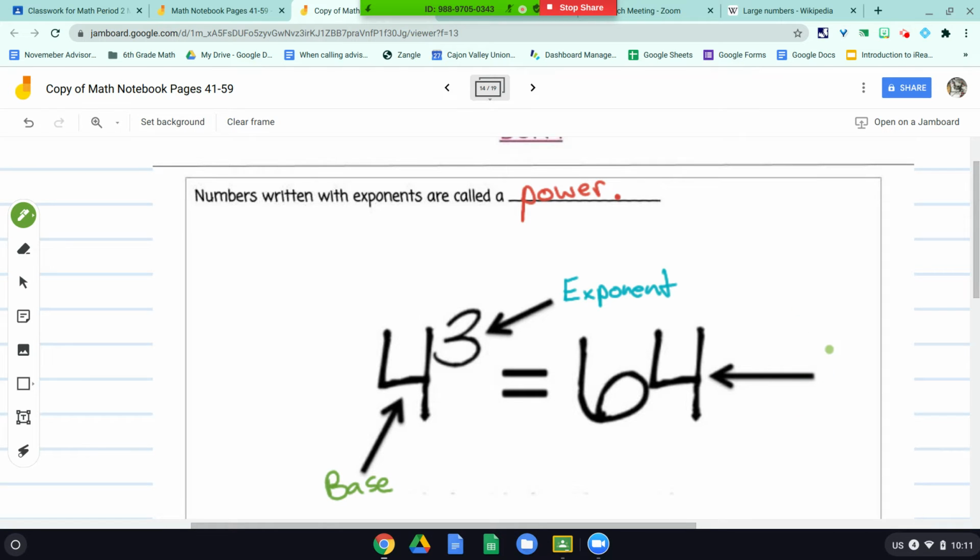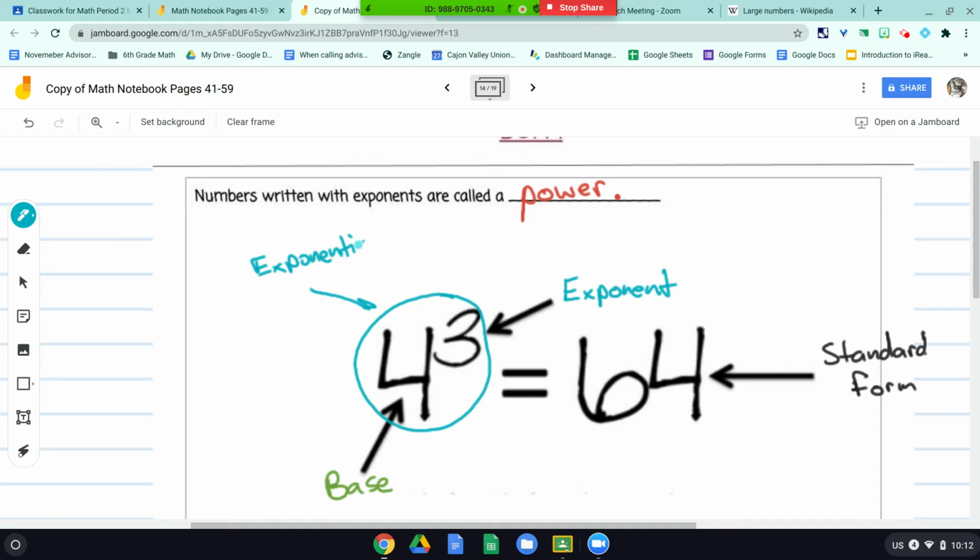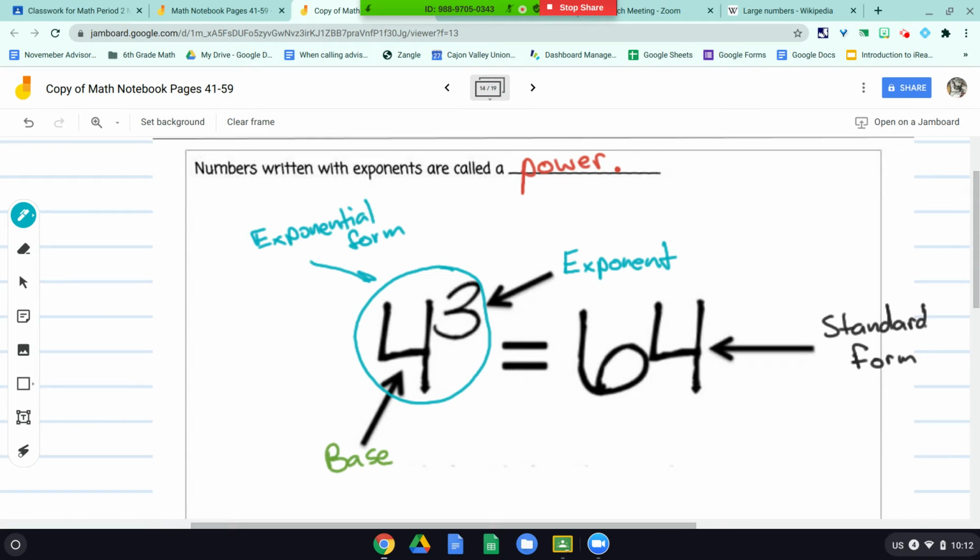We have our answer, 64. This is written in what kind of form? Standard form. That is correct. Standard form. And your exponent is 3 and the base is 4. And that is right. And what I like to do here too is circle this and write exponential form. Okay. So we labeled our exponent. And now we're going to move on to the next portion of our assignment.